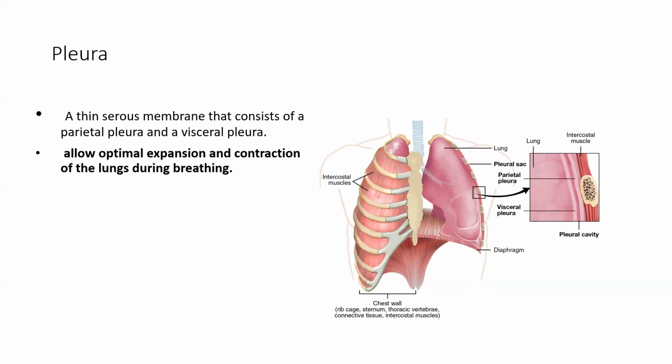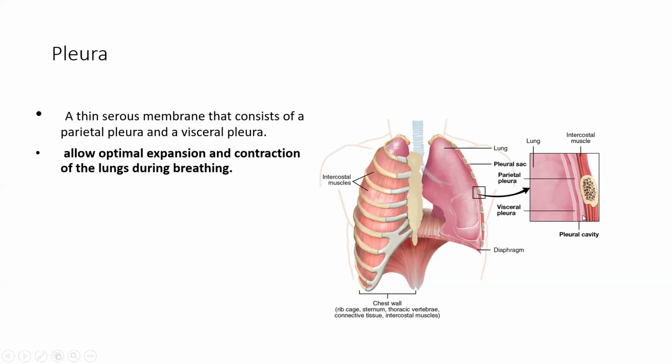And the function of this pleura is that it allows for optimal or maximum expansion of the lungs during breathing, and also contraction of the lung during breathing. So as I mentioned, the pleural fluid acts as a lubricant, allowing the parietal and visceral pleura to glide over each other friction-free. So this fluid is produced by the pleural layers themselves.